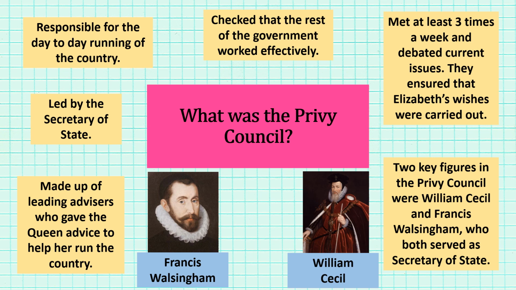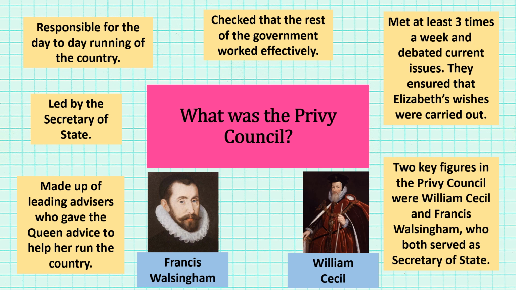Privy Council and Parliament aren't the same thing at all. Privy Council's probably more useful to her, and they're the people that advise her on a daily basis. They give her advice on the day-to-day running of the country, check that the government is working effectively. It's led by the Secretary of State and made up of different advisors who give her advice on all sorts of issues. It meets about 3 times a week. They debate any of the problems that she's experiencing, and they make sure that what she wants actually happens.